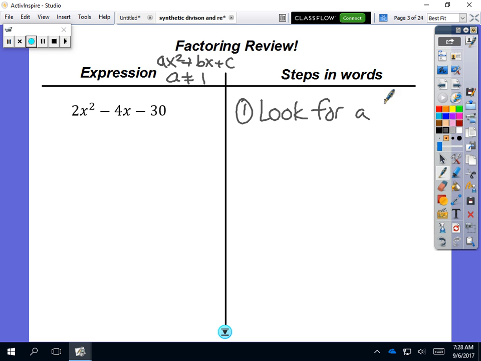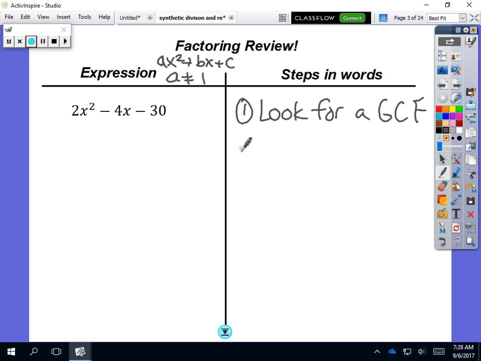Some of you might have already thought of that, the greatest common factor. An expression is a greatest common factor only if it's a factor of all three or every term of your polynomial. So the easiest way is to look at your first term and see if that number is a factor of the other terms. Well, 2 is a factor of 4 and it's a factor of 30.